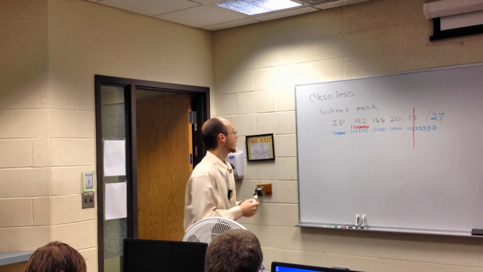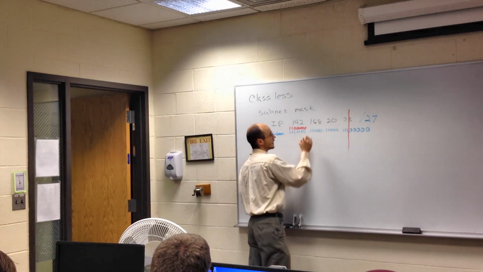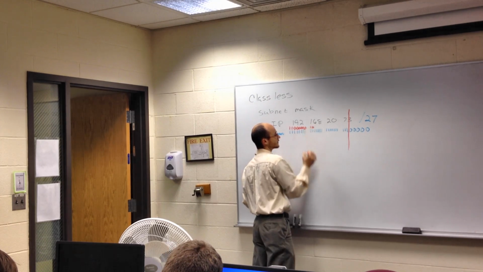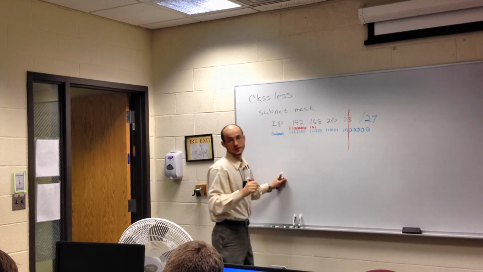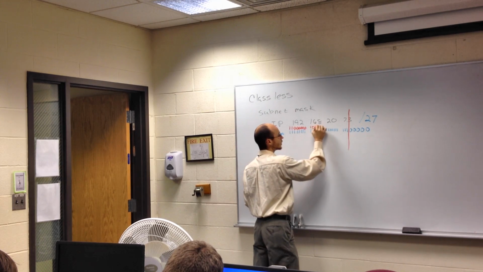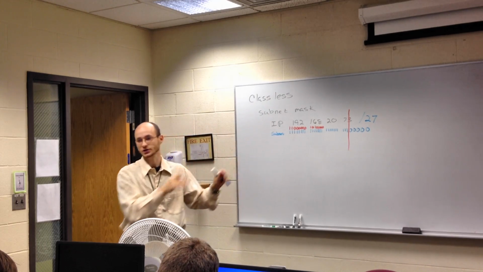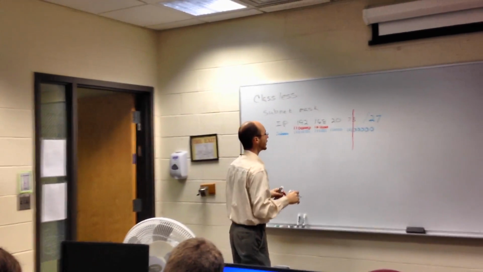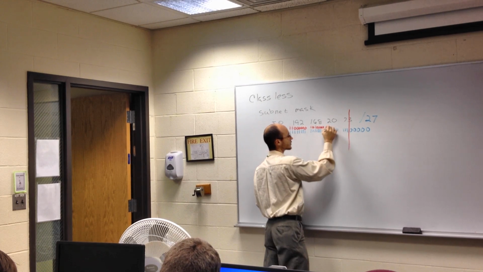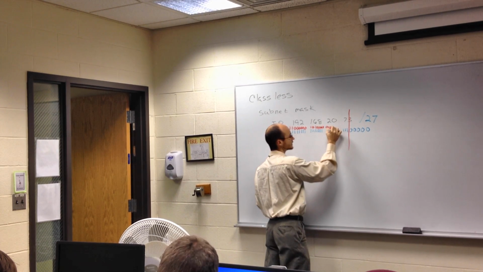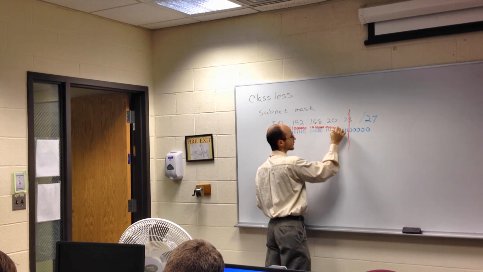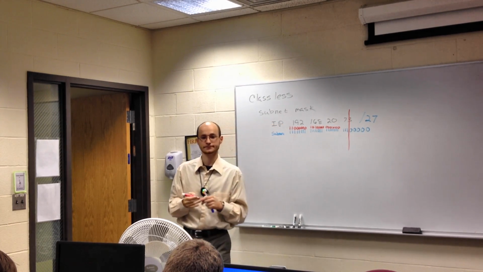Okay? Let's see, 168. That's a 1 in the 128, a 0 in the 64, a 1 in the 32. That gives me 160. A 0 in the 16, a 1 in the 8, and then all zeros. Now in a moment I'm going to write it larger. 20. That's a 0 in the 128, a 0 in the 64, a 0 in the 32, a 1 in the 16, a 0 in the 8, a 1 in the 4, a 0 in the 2, and a 0 in the 1. 20 is just a 16 plus a 4, correct? So I just found where my 16 place was, put a 1 in there, found where my 4 was, and put a 1 in there.